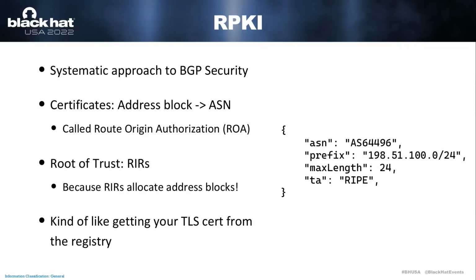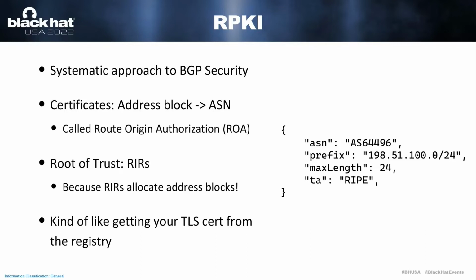It's not JSON, it's actually an X509 certificate, but it contains essentially the data on the right, so you have an AS, you have a prefix, and essentially the certificate says that only this AS is allowed to announce this prefix. And the root of trust for this public key infrastructure are the RIRs, the Regional Internet Registries. And basically that makes sense because the RIRs allocate address blocks. So basically if the RIR says you own an address block, then you own an address block.